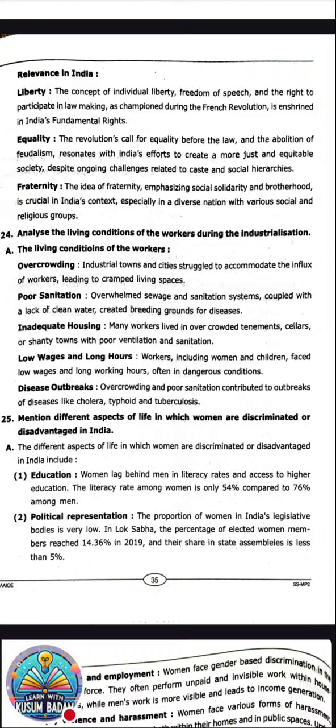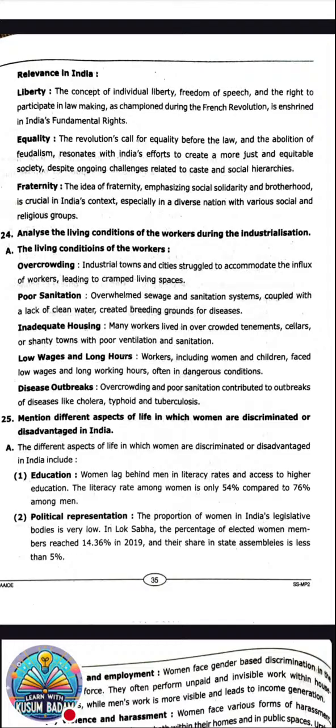Poor sanitation. If there is overcrowding, the sanitation facilities will be poor. More people will be there than the place, so they don't have any kind of facilities. So overwhelmed sewage and sanitation systems, coupled with lack of clean water, created breeding grounds for disease. When there is overcrowding, it will lead to sanitation problems, sewage deposition, no clean water, and breeding places for different diseases.